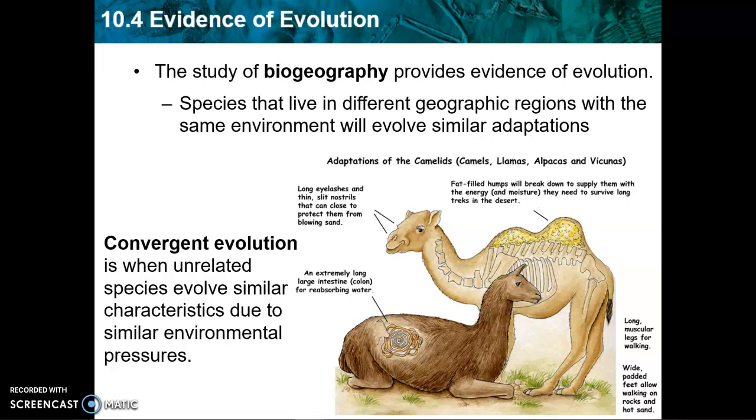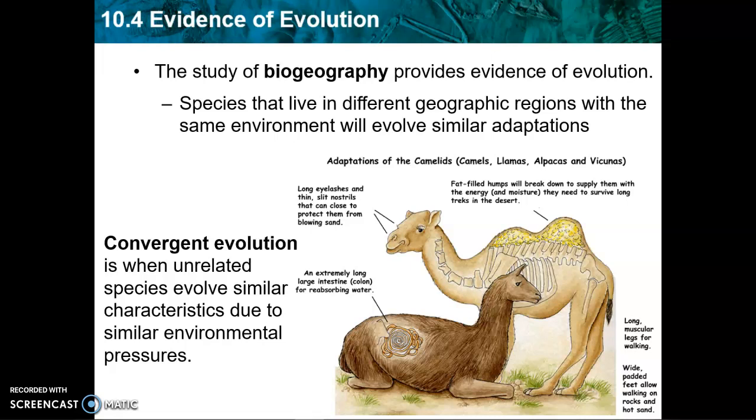This is an idea called convergent evolution. If you have two or more species that are relatively unrelated, they don't share a very close recent ancestor, if they have similar adaptations because they live in a similar environment, those adaptations are not the result of shared ancestry and are more of a result of evolution happening in the same way in two different places.